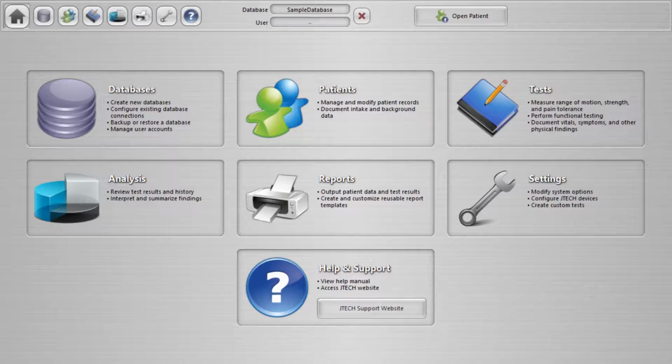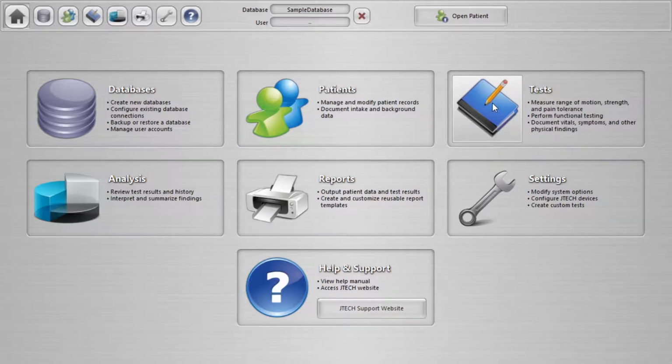Today we are going to be looking at the JTech North Star software. You're looking at the main menu of the program right now. And for those of you who have attended some of our webinars and presentations in the past, we will be skipping over some of the basics and talking more specifically about some of that data that you're going to be able to collect. So we are going to talk today about the objective testing portion of the software.